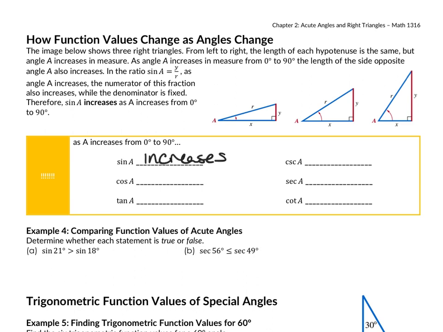If we look at the x value here for this triangle, we start off with a really long, then a medium, then a short x value. Since that number is getting smaller and the radius is staying the same, cosine of A is going to decrease as we go from 0 to 90. If we think about tangent, since tangent is the relationship between these two terms, we have small over big, medium over medium, big over small. Therefore, those fractions are increasing in size, so tangent of A is also going to increase.